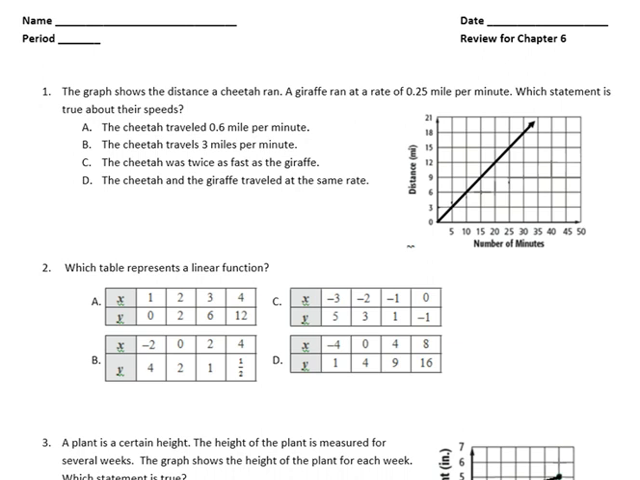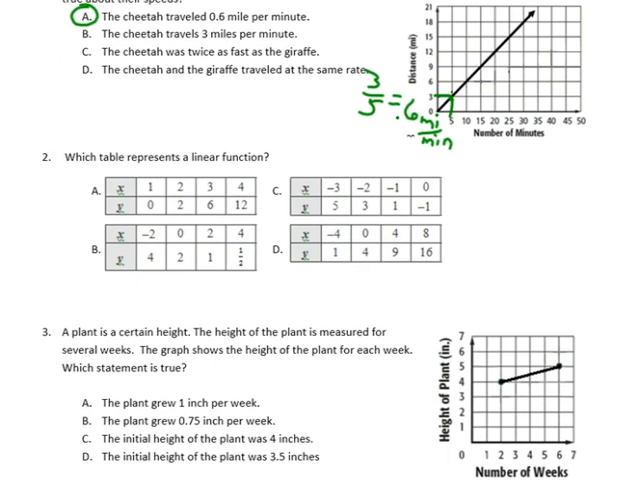So number one, the graph below shows the distance a cheetah ran. A giraffe can run at a rate of 0.25 miles. Which statement is true about their speeds? I have to first figure out how fast the cheetah is going. I'm going to use this point right here, and that's 3/5. When I divide that out, the cheetah is running 0.6 miles per minute, and there is the giraffe. So now I'm going to go through my choices. The cheetah traveled 0.6 miles per minute, choice A, done.